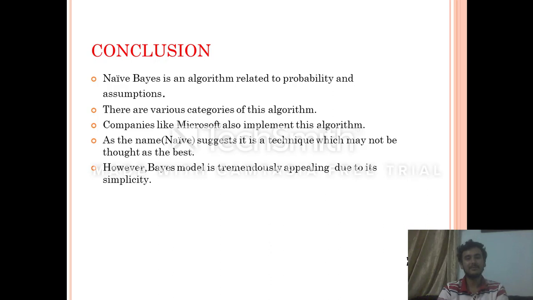And as the name naive suggests, it is a technique which may not be thought of as the best technique or algorithm. However, the naive model or algorithm is tremendously appealing as it is robust, it does not include any complex programming, and it is a simple algorithm.